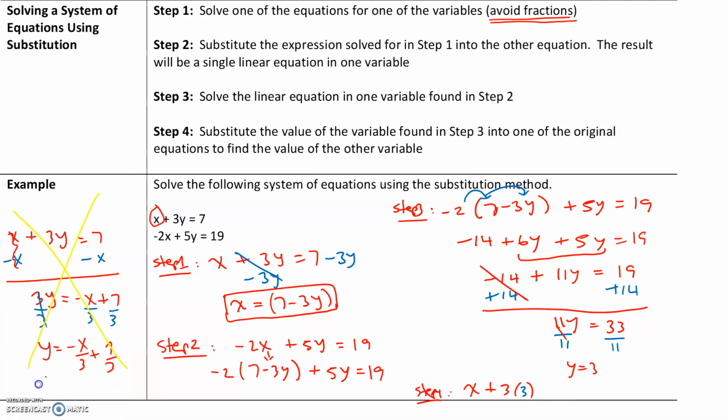And this equals 7: x plus 3 times y equals 7. So that's x plus 9 equals 7. If I subtract 9 from both sides, this gives me x equals negative 2. And I always have to write my answer as an ordered pair. So my answer is negative 2, comma, positive 3. And if I wanted to check my answer, I would take this point, negative 2, 3, plug that into both equations, and see if the left side equals the right side.